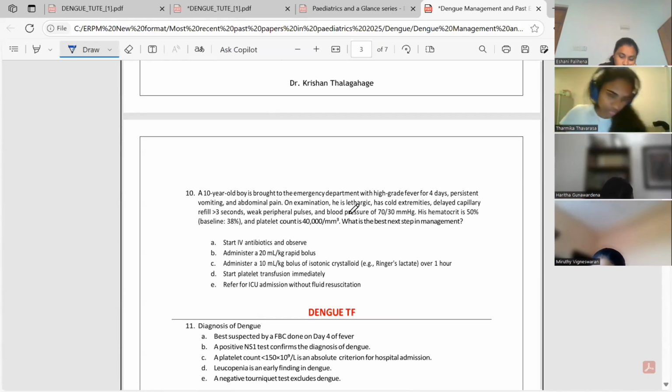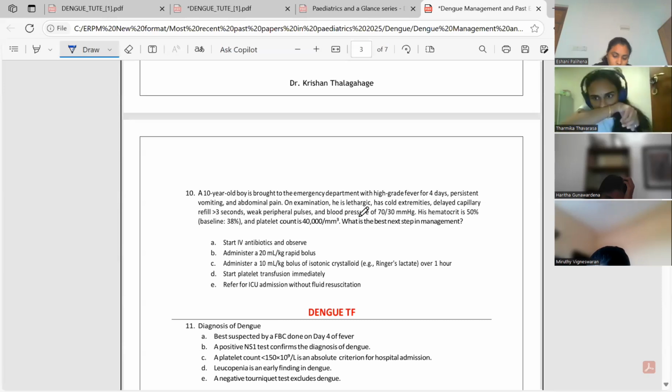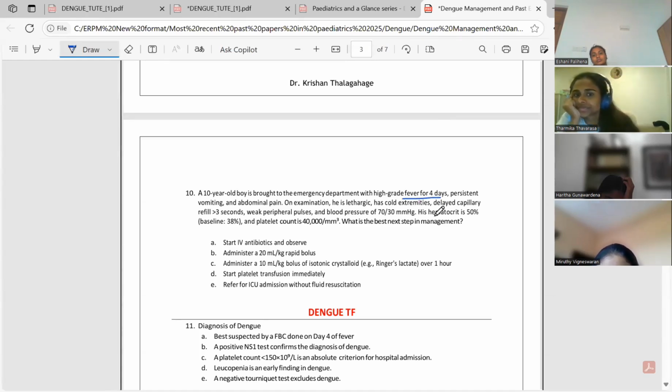A 10-year-old boy is brought to the emergency department with high-grade fever for 4 days, persistent vomiting, and abdominal pain. On examination, he is lethargic and has cold extremities, delayed capillary refilling time, weak pulse, blood pressure 70/30, hematocrit 50, platelet 40,000. Best next step. Fairly easy, right? High-grade fever for 4 days, third day, fourth day is when the leak occurs. Delayed capillary refilling time, weak peripheral pulse, blood pressure very low, hematocrit very high, platelet count 40,000.